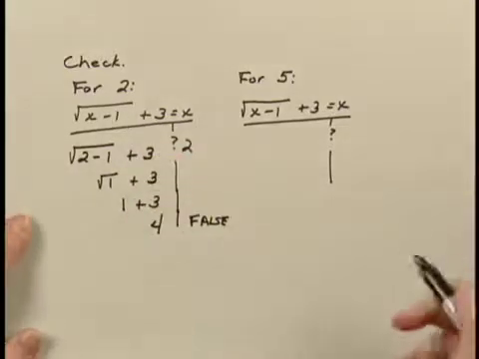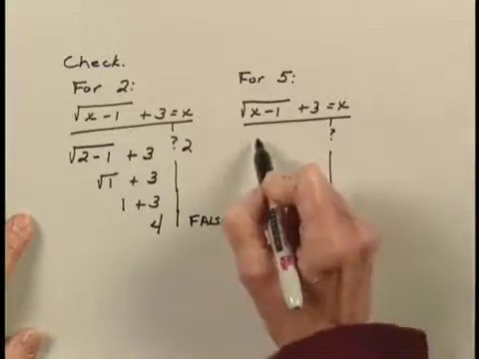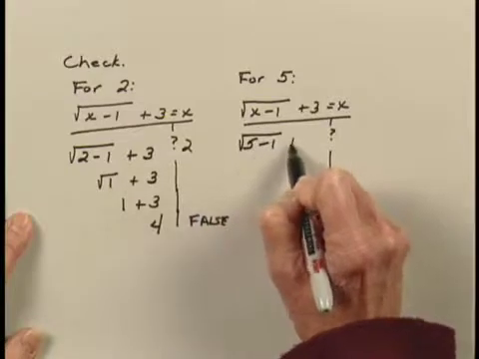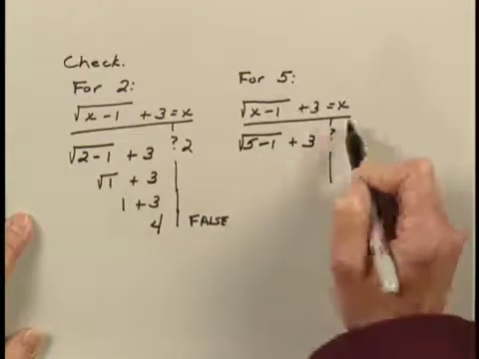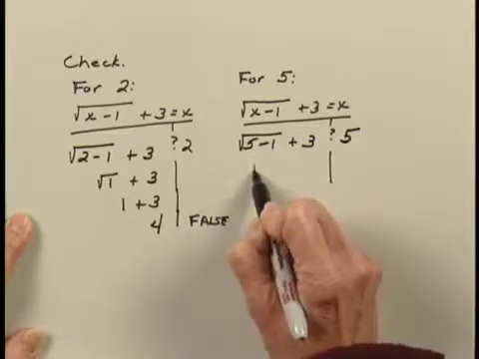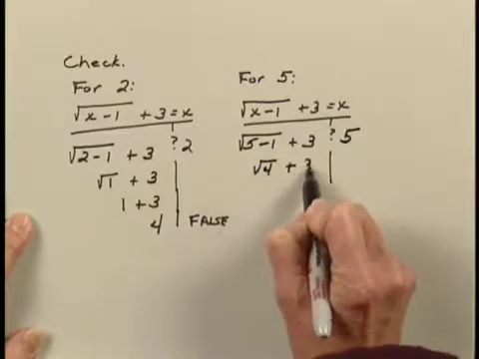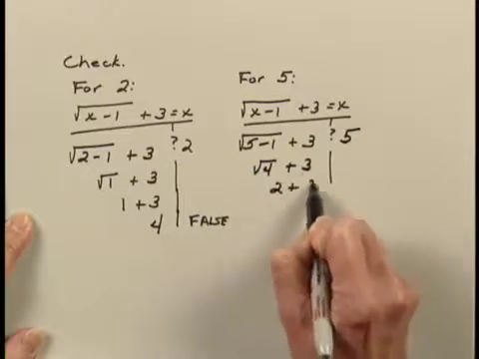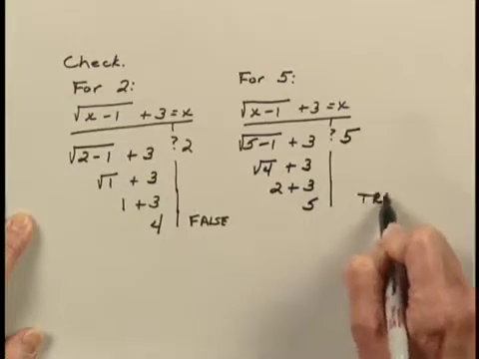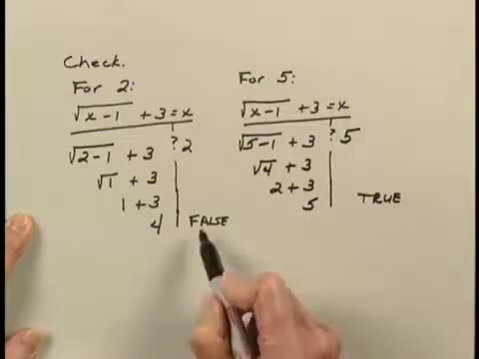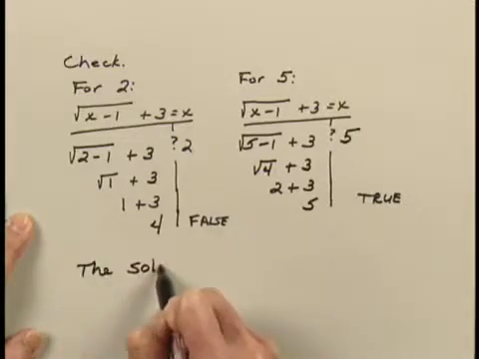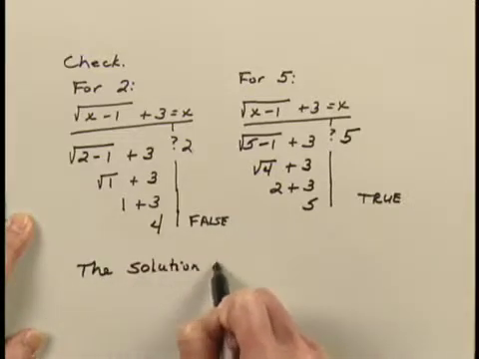Now let's check and see if 5 is a solution. Here I'm going to substitute 5 for x, so I'll have the square root of 5 minus 1 plus 3 on the left-hand side, and I'm substituting 5 for x on the right. The square root of 5 minus 1 is the square root of 4. So on the left side I have 2 plus 3, or 5, and 5 equals 5 is true. So 2 is not a solution of the equation, but 5 is. So we would just say that the solution is 5.